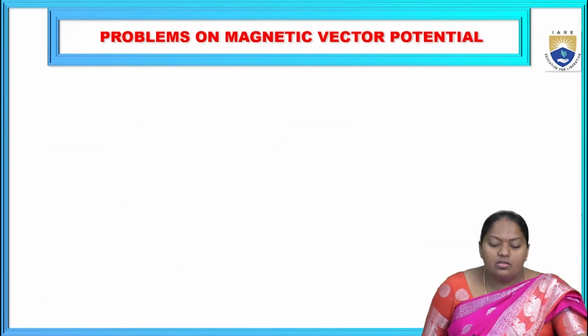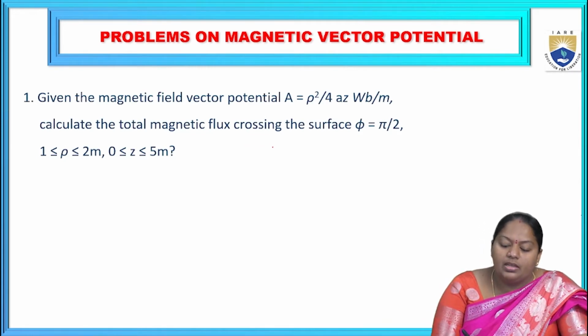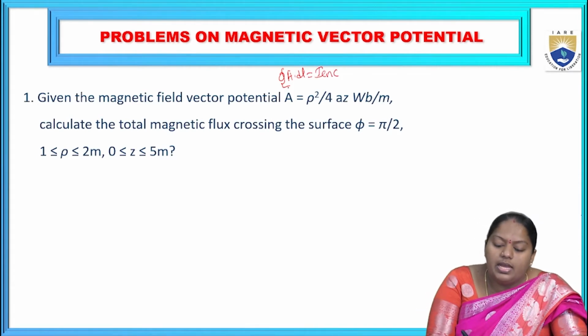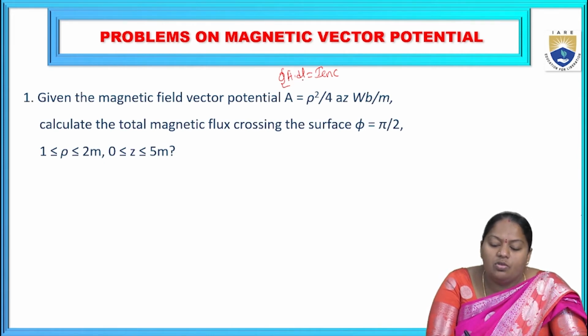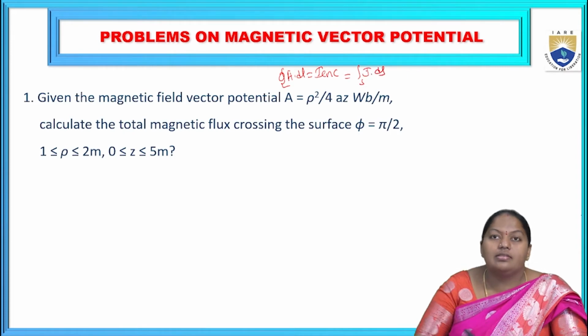Before going to solve some problems based upon the Ampere circuit law, first, what do you mean by Ampere circuit law? It is given by the closed line integral of H dot dl equal to I enclosed. That means the closed line integral of the magnetic field intensity with a differential component dl is given as the net current enclosed by that path, and it is given by the integral over S of J dot ds.